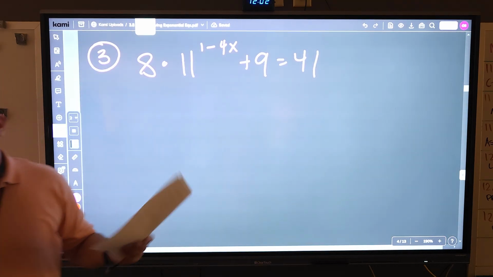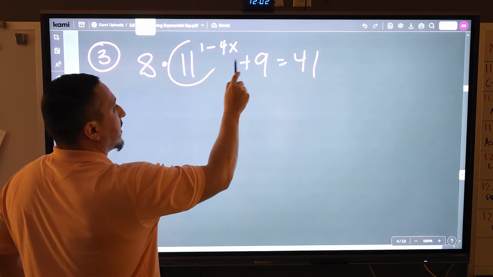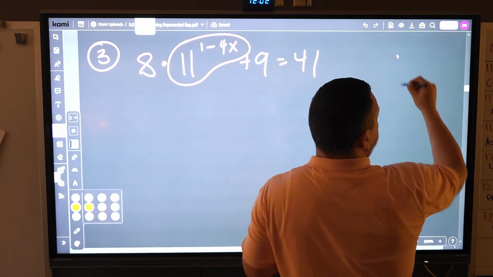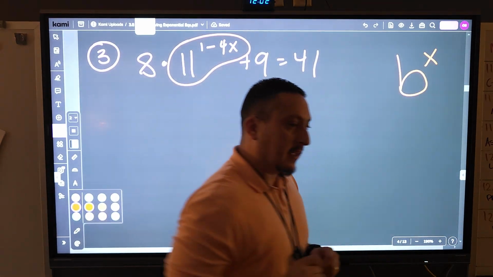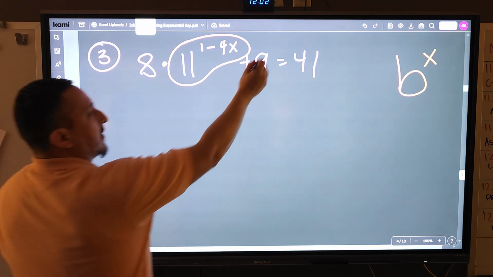That's the only thing that they can complicate this with. And so the part that should stick out to you is this: the stuff that has the power. That's your b to the x. So is that by itself on the left side? No. Okay, so that's the difference.